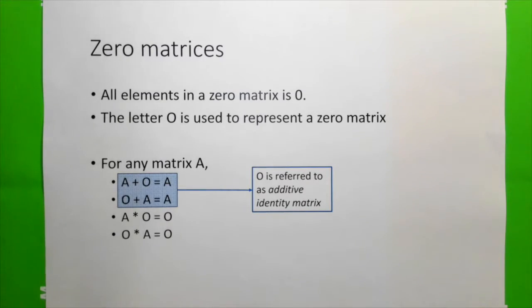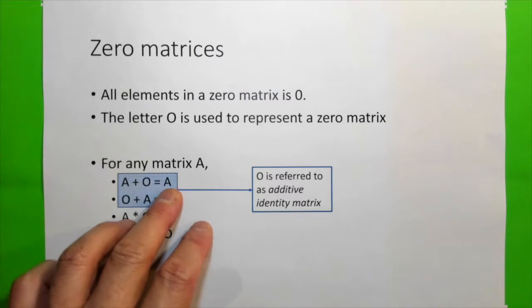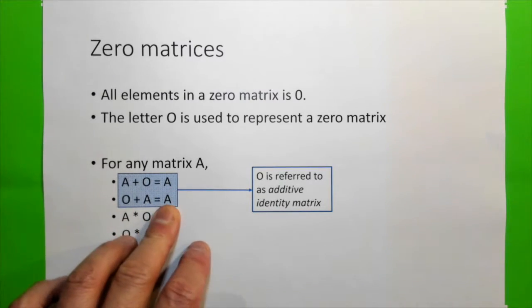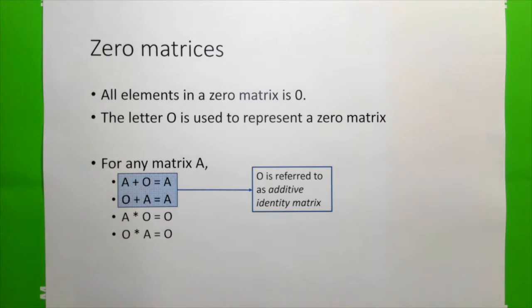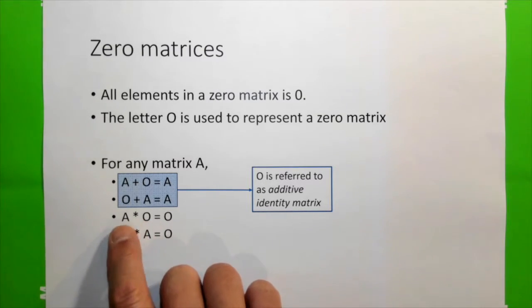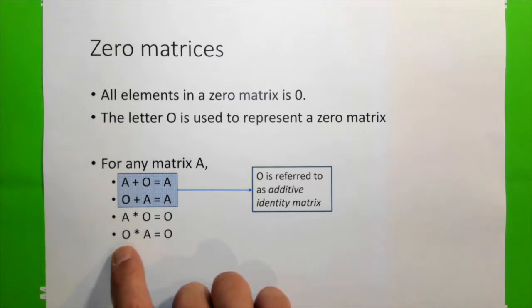In the final part of this lesson, we'll look at a couple of different matrices. First is a zero matrix. All elements in a zero matrix are 0, and the letter O is used to represent a zero matrix. So for any matrix A, A plus O equals A, and O plus A equals A. And O in this case is referred to as the additive identity matrix. O is a zero matrix, A times O is O, and O times A is O.